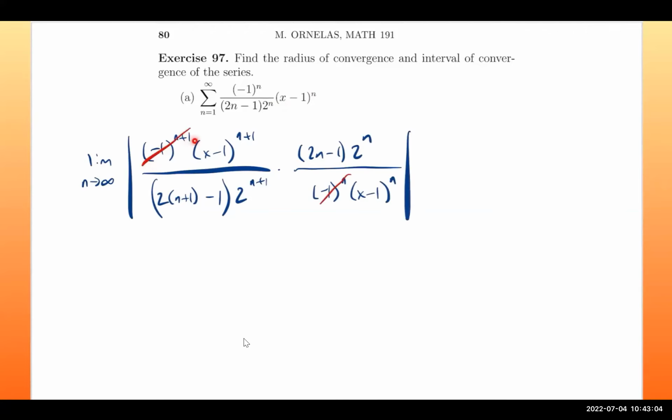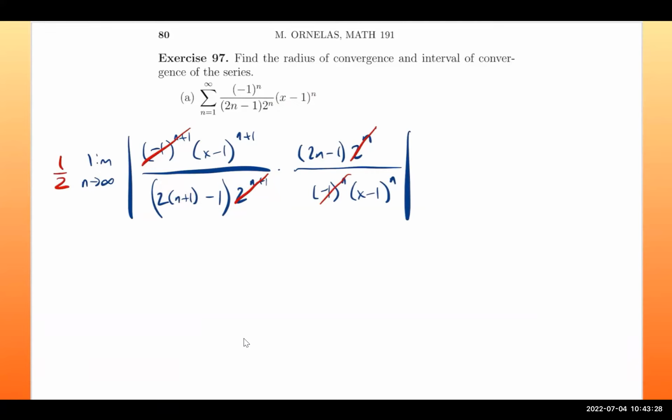A lot of stuff is going to cancel. These two terms are going to cancel. You're going to be left with negative 1 to the 1, but the absolute value of negative 1 is positive 1, so that just disappears. These two will cancel. You'll be left with 2 to the 1 in the denominator, which is 1/2. I will write that out here, outside.